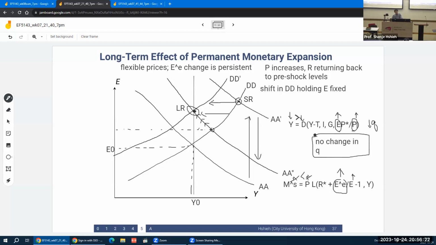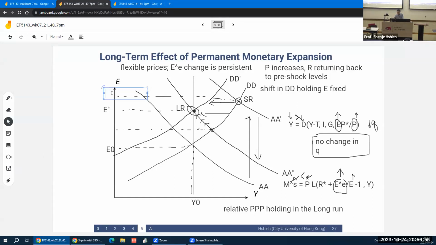And based on the long-term condition, when there's no change in Q, we have relative PPP holding. So in the end, you get a more depreciated domestic currency. Not as much as the short run, right? That's this one. So you do get a reversion, right? You go from here to here to here. So hopefully you see everything connect now.